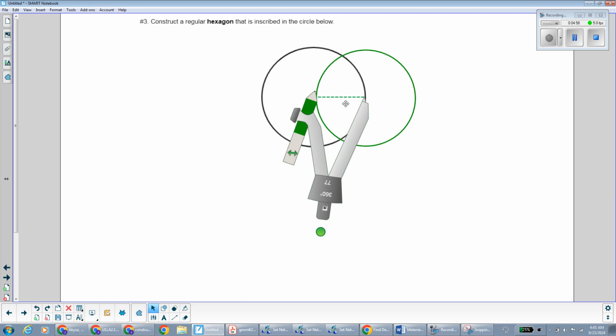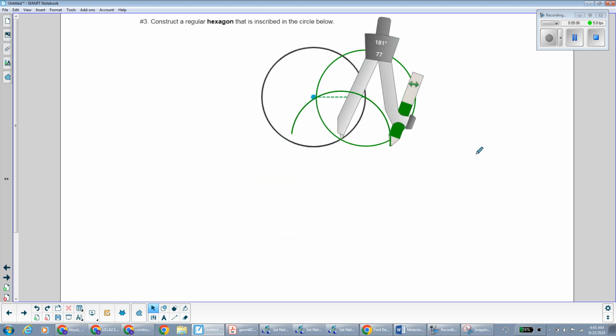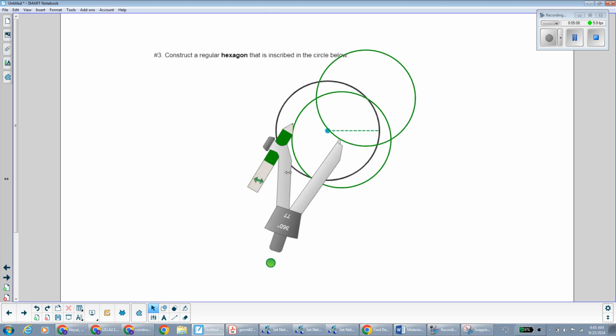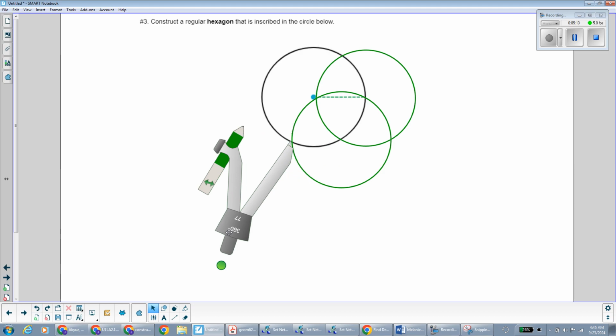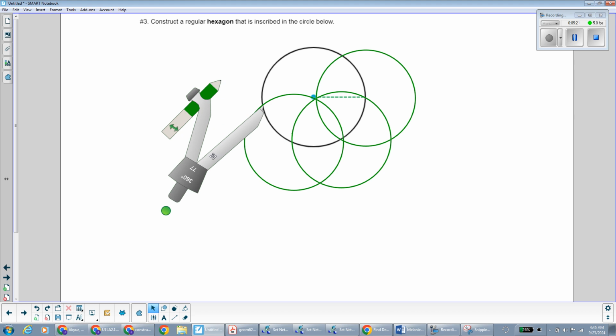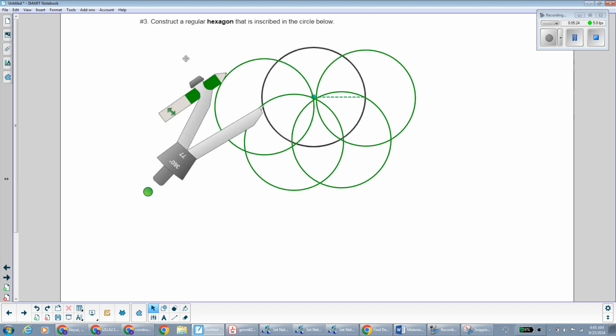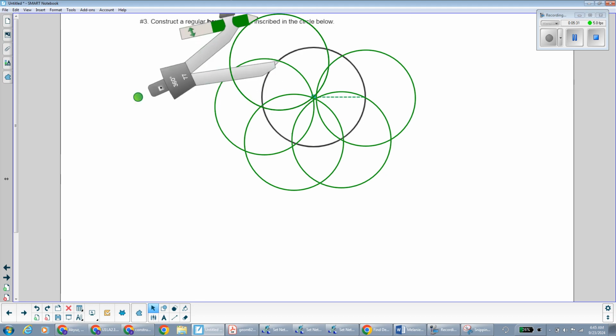Notice how there are two intersection points where the circle meets the original circle. It doesn't matter which one you go to next, but we do need to go on one of those intersection points, and we're going to use the same radius of the original circle. Then we're going to go over to the next intersection point. And we're going to keep doing it. And one more.